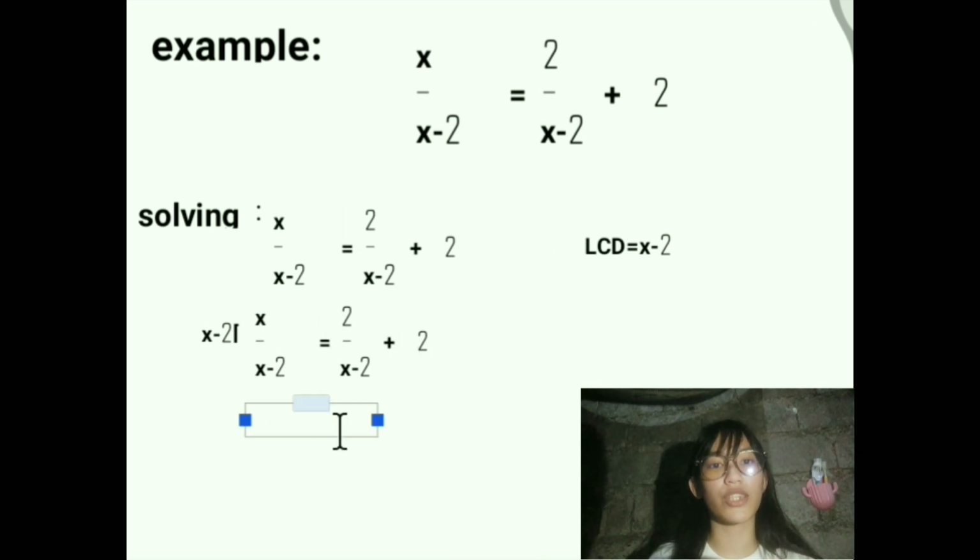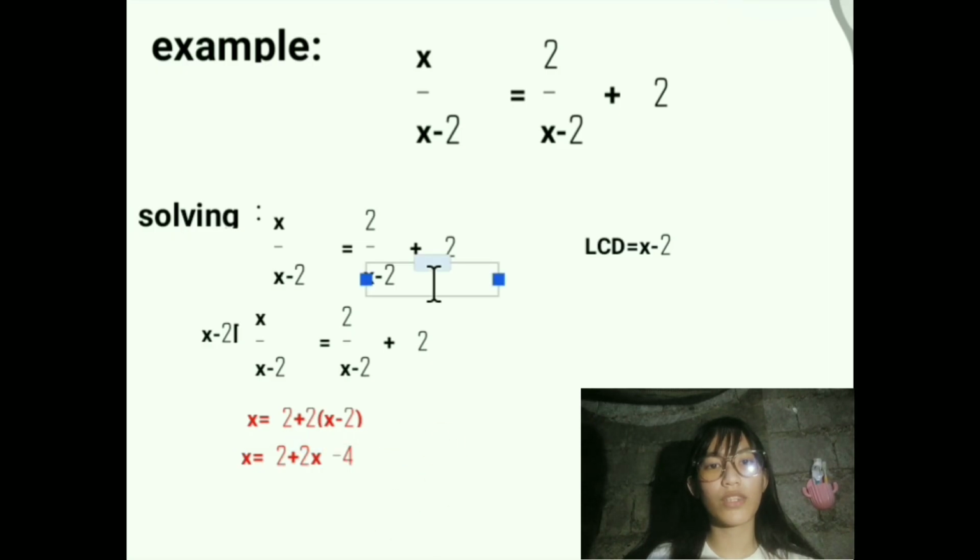So we've got the LCD, which is x minus 2, and we will be multiplying it to remove all the denominators. So the result is x equals 2 plus 2 times x minus 2, and let's multiply it. X equals 2 plus 2x minus 4, since 2 times x equals 2x and 2 times negative 2 equals negative 4. And next, simplify: x equals 2x minus 2.